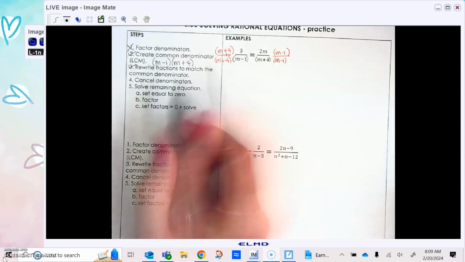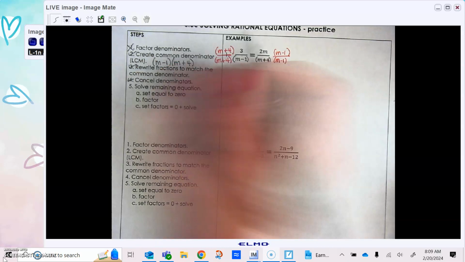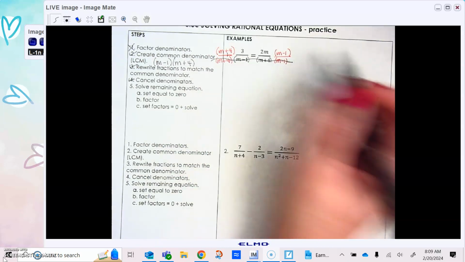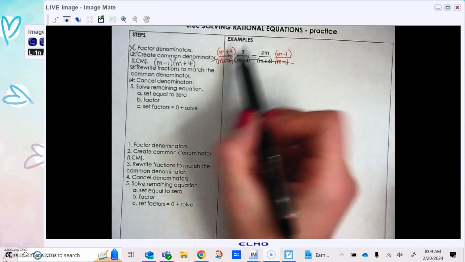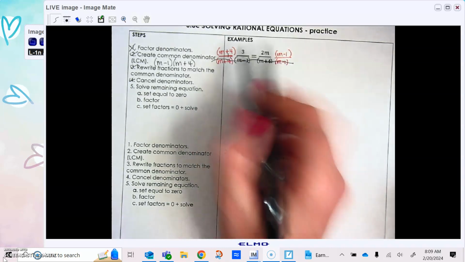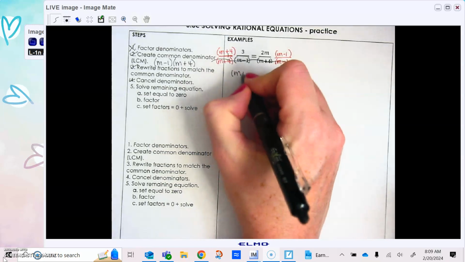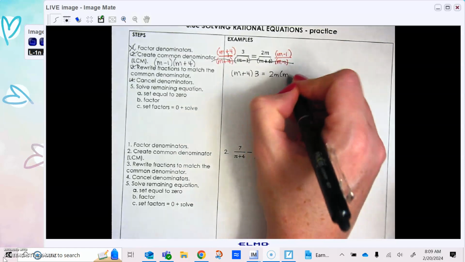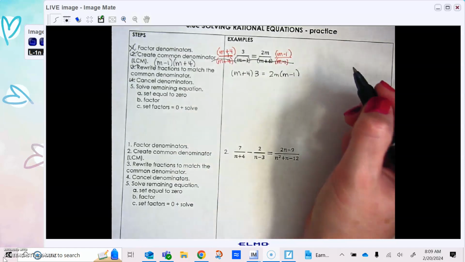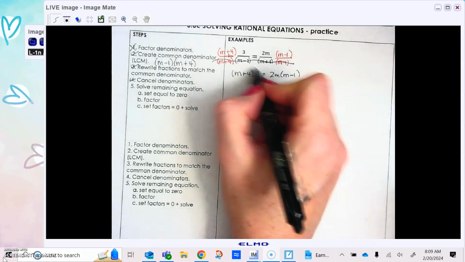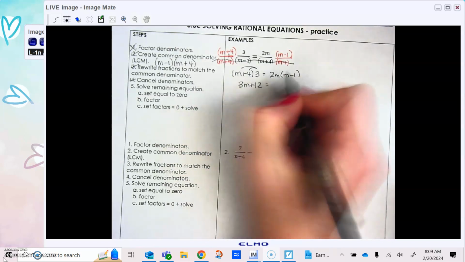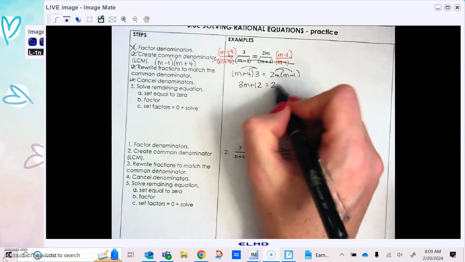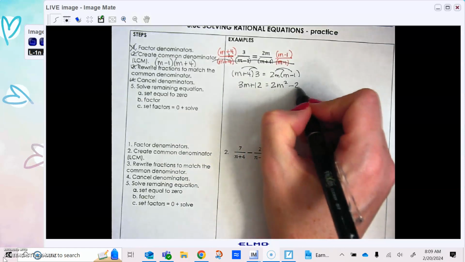So now that we did step 3, we're going to do step 4, cancel the denominators, and then start on step 5, solve the remaining equation. So our remaining equation is whatever's in the numerators. So we have the grouping n plus 4 times 3 equals 2m times the group n minus 1. So I'm going to start here by doing distributive property. 3m plus 12 equals 2m squared minus 2m.